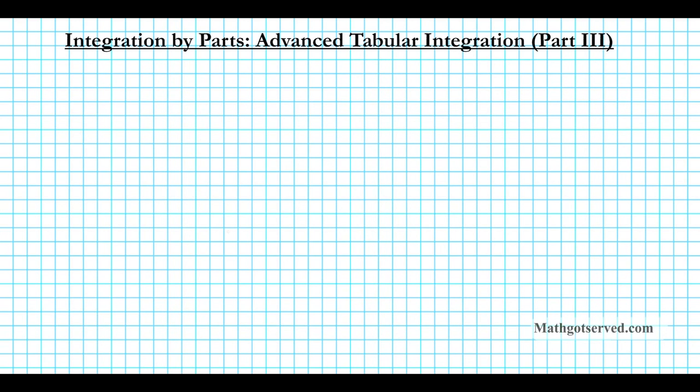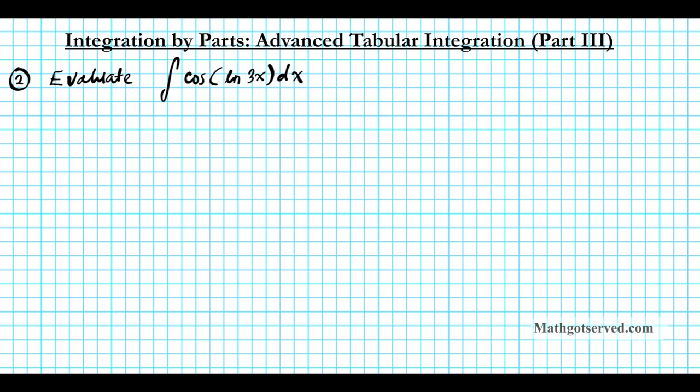So let's go ahead and take a look at the second example. This is a continuation of the two-part series on advanced table integration. So for number 2, we're to evaluate the indefinite integral of cosine of the natural logarithm of 3x.